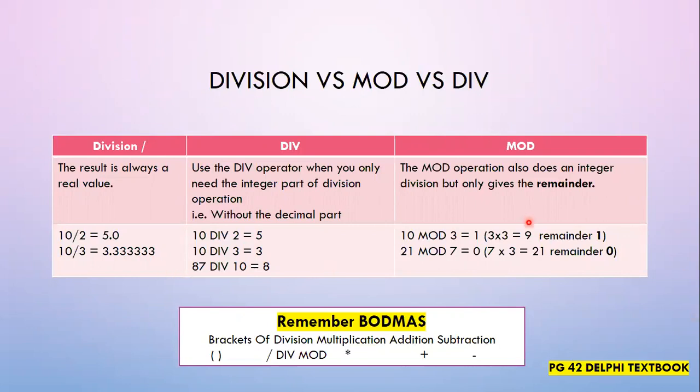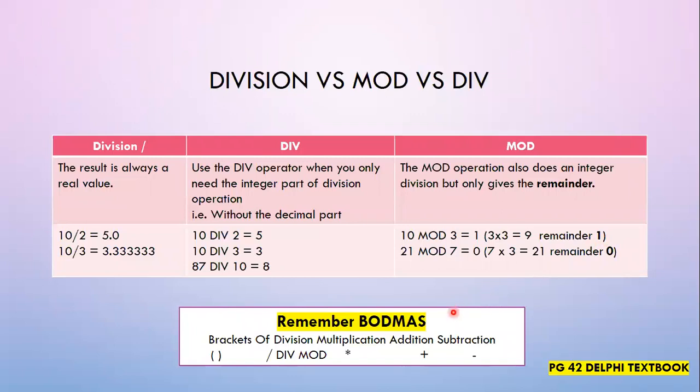Then we get to mod. The mod operation also does an integer division, but this one is only going to give you the remainder. So 10 mod 3 is equal to 1. Therefore 3 times 3 is equal to 9, remainder 1. I'm not going to see this part of the equation. I will only see the 1, the remainder side.